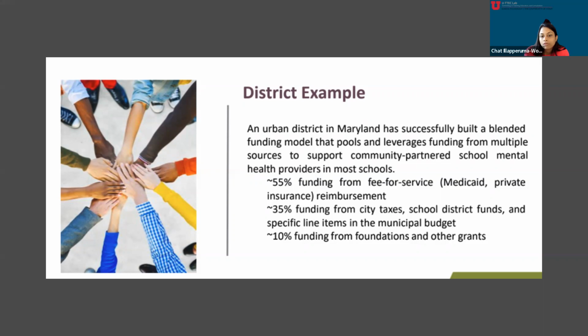So you can see how 55% of funds were secured through fee-for-service reimbursement. And then 35% came through taxes, school district funds, so pretty much the mental health and education funds at the district level. And then 10% came from foundations and other grants.